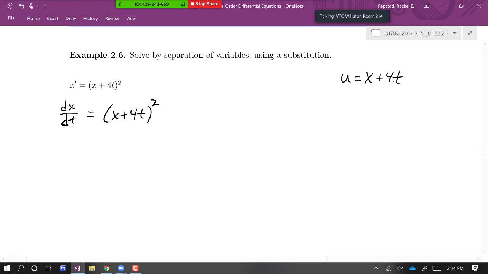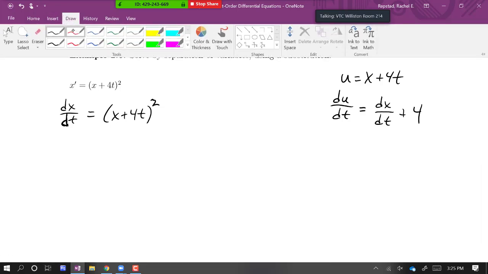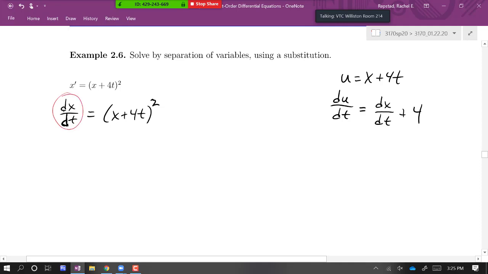Like we did before, we're going to differentiate this with respect to time. So du dt is dx dt plus 4. Then I'm going to rearrange this to get dx dt by itself, because I want to be able to replace this dx dt with another expression. So dx dt is du dt minus 4.